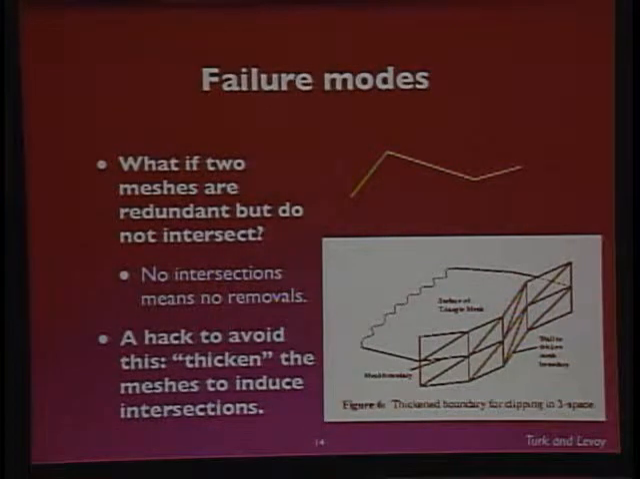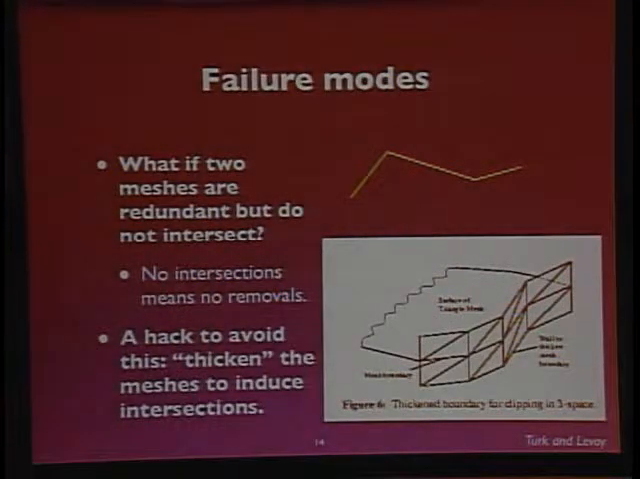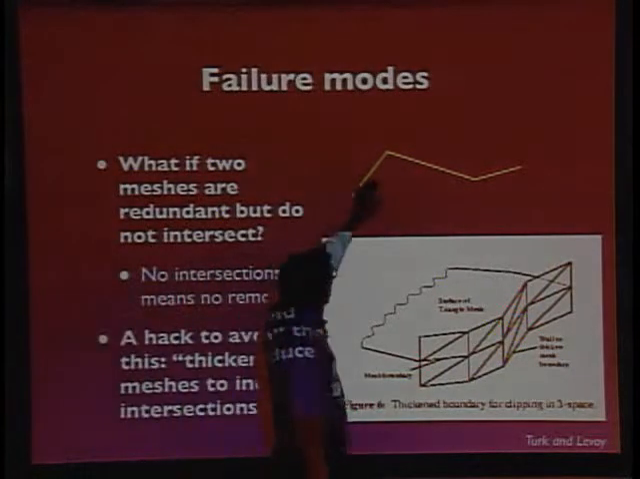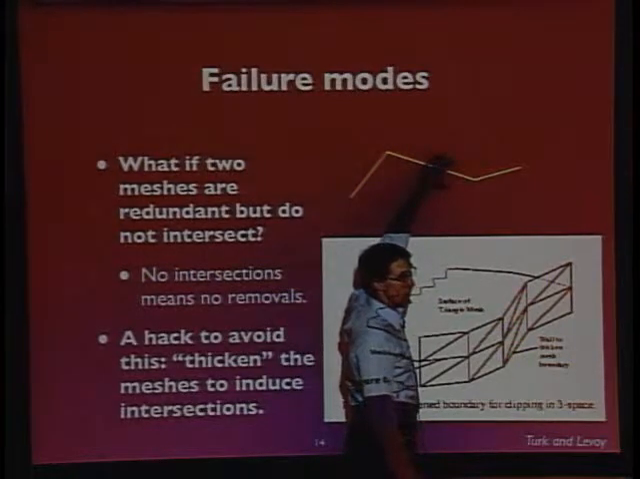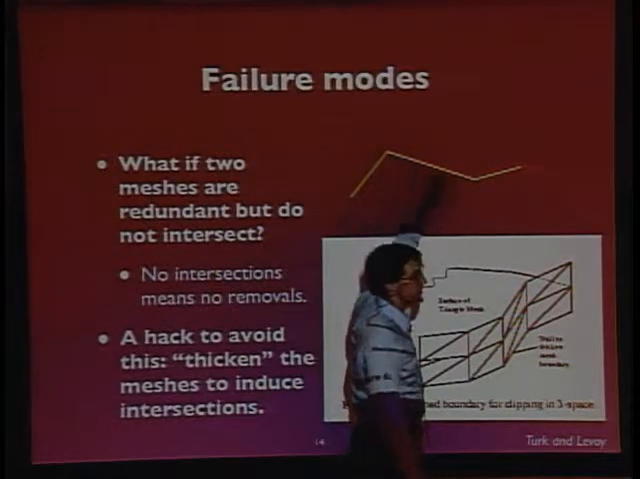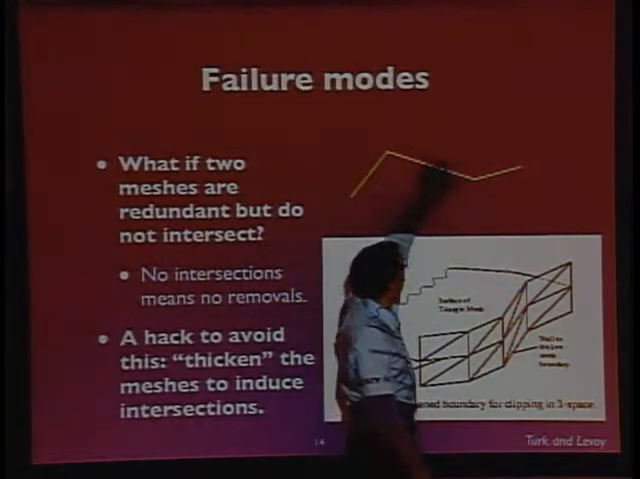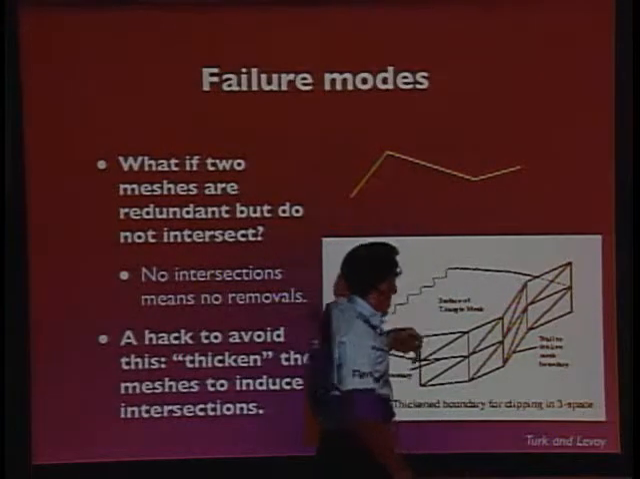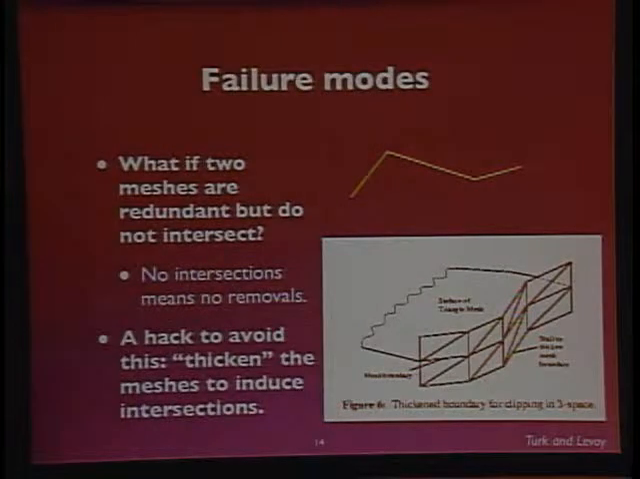And one hack to avoid this is to basically fatten up each of your segments of the surface, or each one of your faces, so that instead of having an infinitely thin edge that connects these two points to each other, you have a widened, blob-like cylinder that connects the two to each other. And then you can do cylinder to cylinder intersection to figure out that this segment should be considered as redundant with that one.